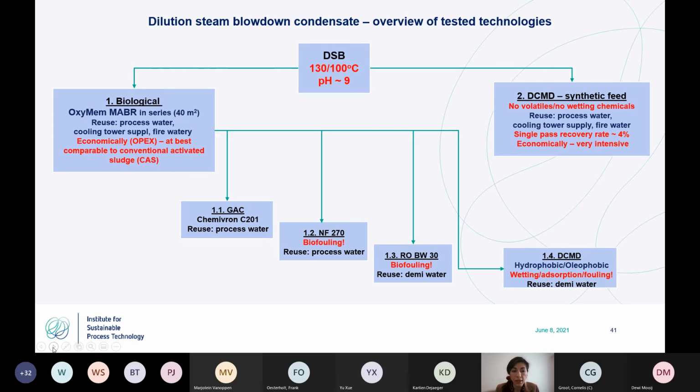Moreover, the effluent from the MABR system would require further polishing if the water is to be reused as high grade. To do that, we tested a variety of technologies, amongst which reverse osmosis BW30 membrane, and also hydrophobic and oleophobic membranes in direct contact membrane distillation. Special attention needs to be paid also to the biofouling potential on the membranes and also the interactions of the chemicals with the used membranes. Next slide, please.